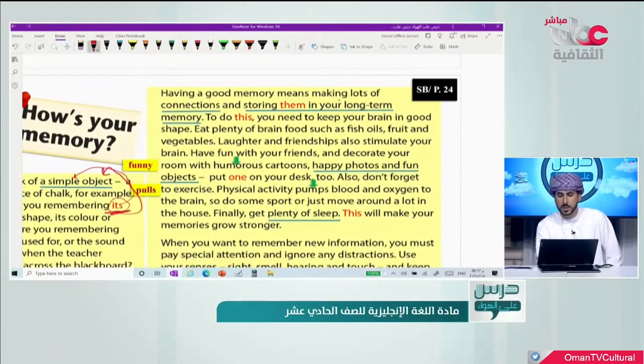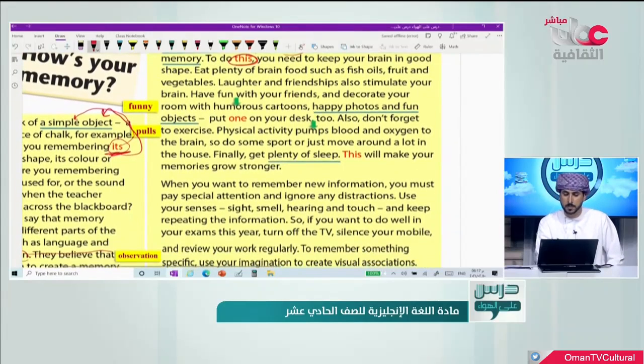Having a good memory means making lots of connections and storing them. Storing what? Storing these connections. Because information is connected to each other, and the cells are connecting to each other in order to make new paths in your brain. To do what? To store the connections in your long-term memory, in order that this information will be transferred to the long-term memory in your brain.